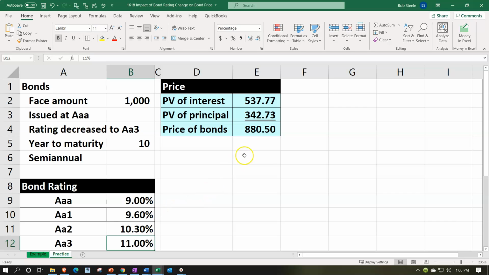Therefore, you're going to have to sell the bonds at a discount, the discount now being the 880 and 50 cents, whereas before they were selling at the 1,000, which was even to the market rate at the AAA rate when issued.